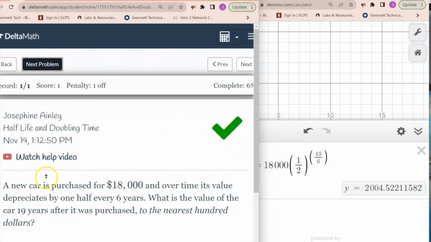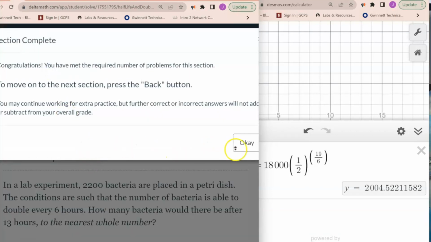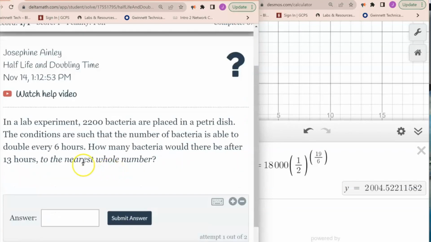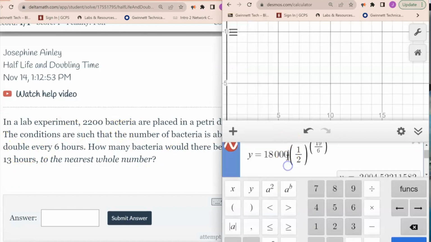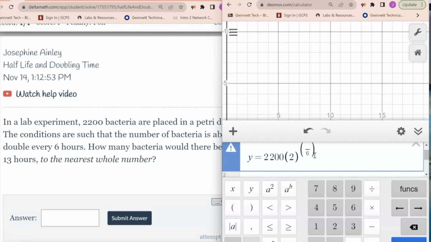All right, and again, the same thing. In fact, I'll do this question as well, because this one is a double, right? So the same thing, exact same thing. So your starting point is, use your A, so 2,200. Instead of halving it now, I'm doubling it. So the number is 2. The total number of time, which is 13 hours, over the amount of time it takes to double or to half, okay, which is 6.